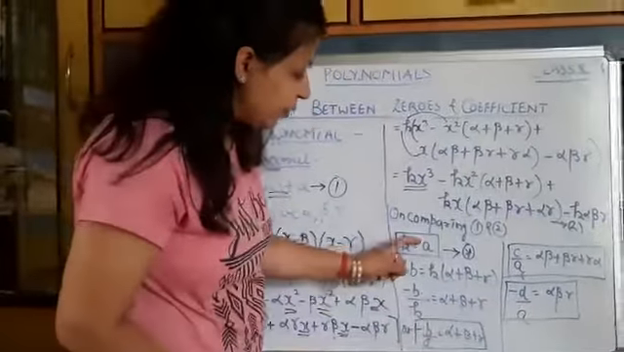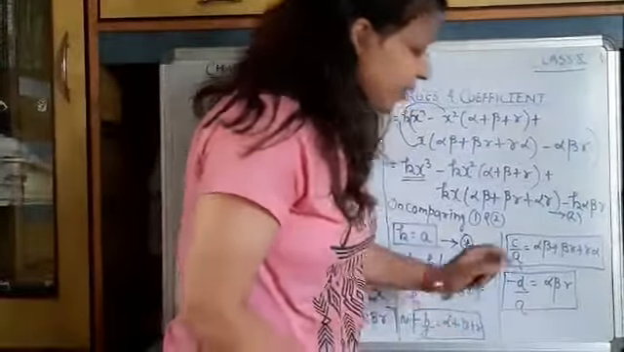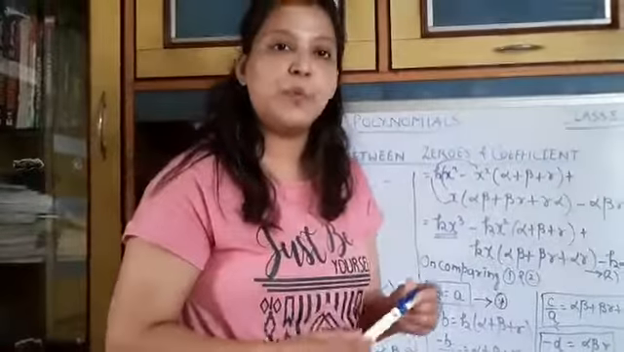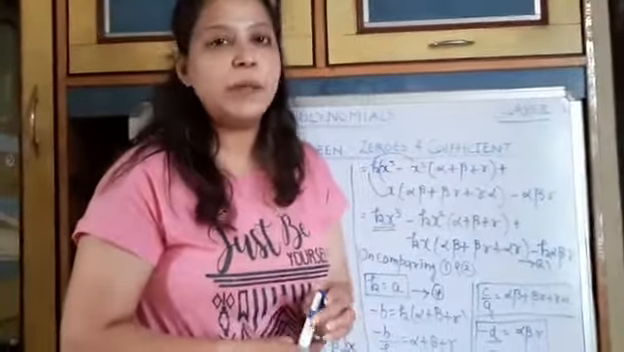These four relations, 1, 2, 3 and 4, can be used to find out the roots of a cubic polynomial.